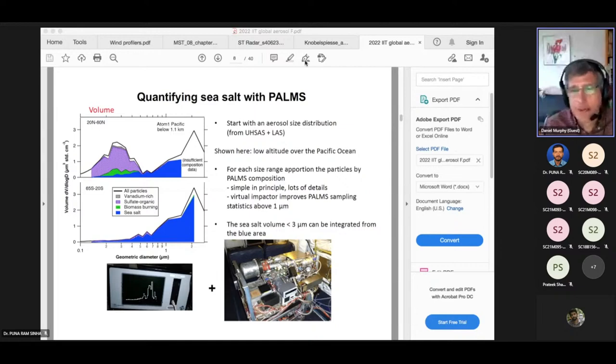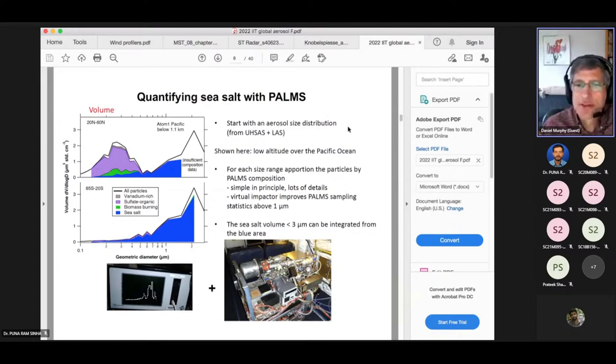And the reason we combine the two instruments is it's much, much more accurate than using just the PALMS instrument. And this is very simple in principle, saying we're going to take the big particles in PALMS and apply their composition to the big particles in the aerosol instruments. It's one of these things where it's simple in concept. There's lots and lots of details that I give a lot of credit to Carl Freud, who is in my group, for working out a lot of the details.